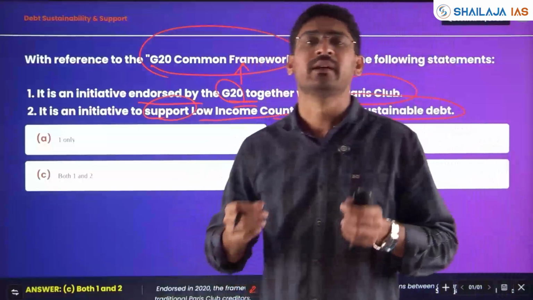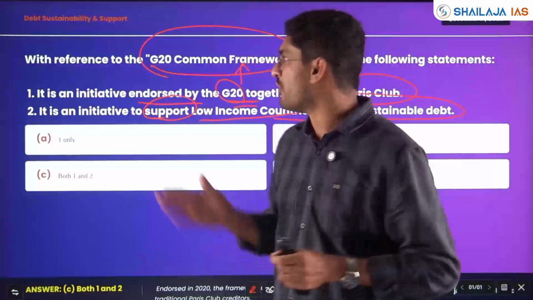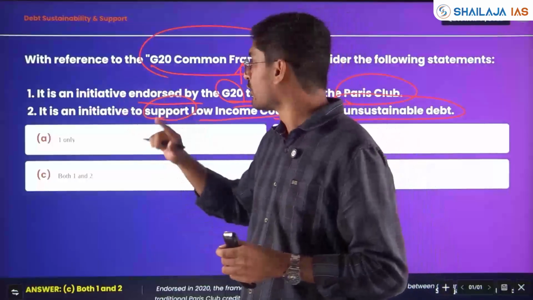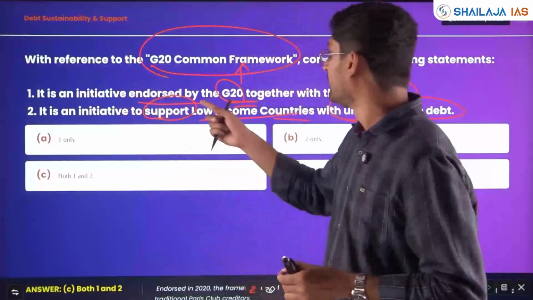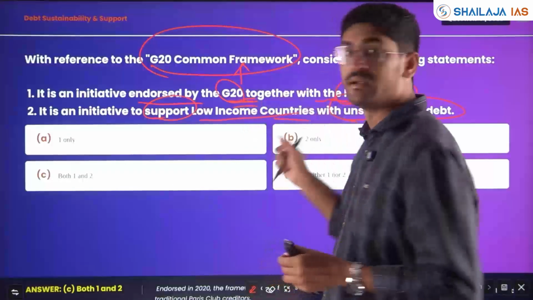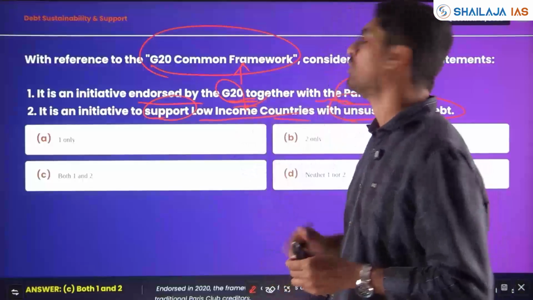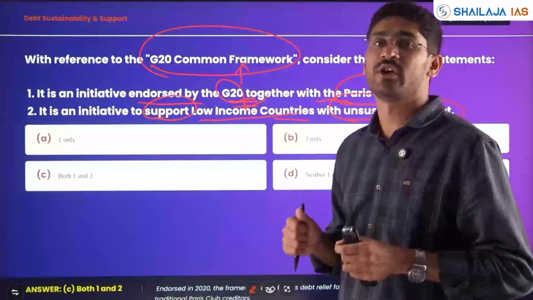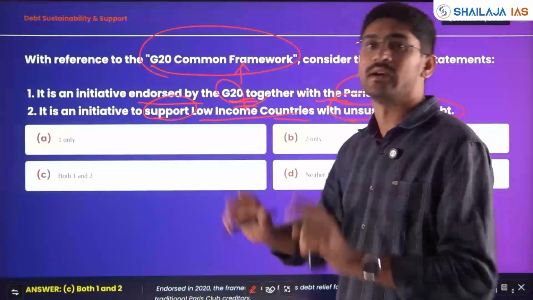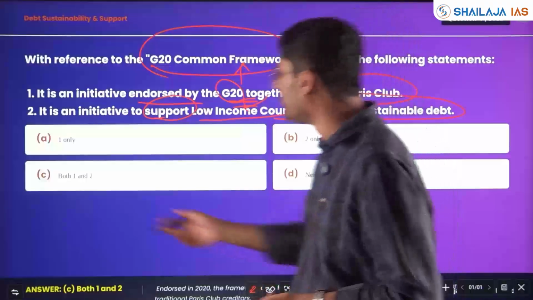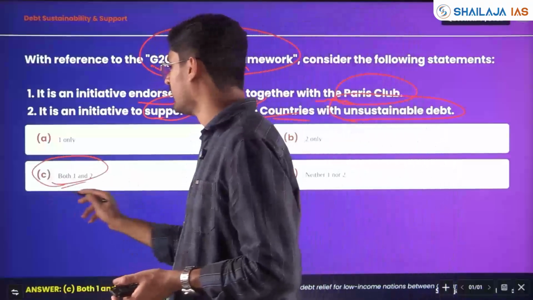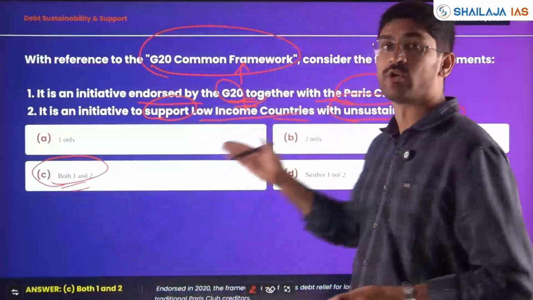During COVID time, countries were reeling under debt. So normally these two statements are corollary and cause and effect is there. They endorse the G20 and Paris Club, and they are supporting low-income countries with unsustainable debt to ensure they are not going under financial stress. So the answer will be both 1 and 2. Just because a fact has been given, it will not be wrong.